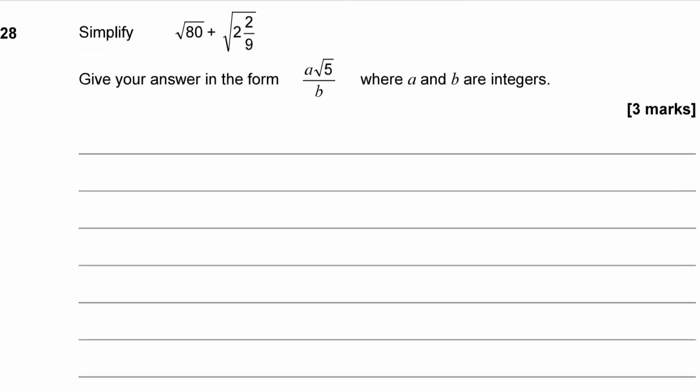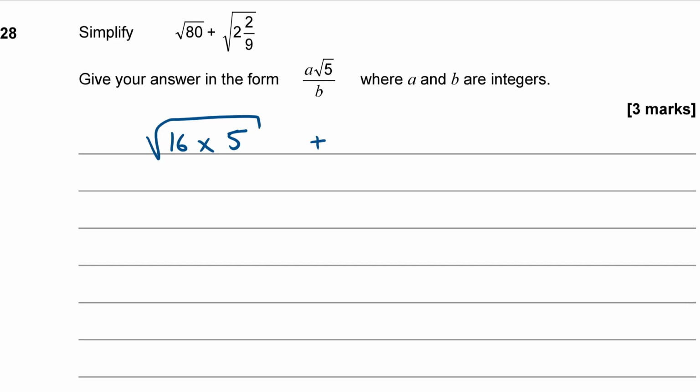Question 28. Simplify the square root of 80 plus the square root of 2 and 2/9. Give your answer in the form of a root 5 over b, where a and b are integers. Okay, so root 80. Now, if I take 5 out of 80, 80 is 5 times 16, isn't it? So root 80 is the same thing as root 16 times 5.